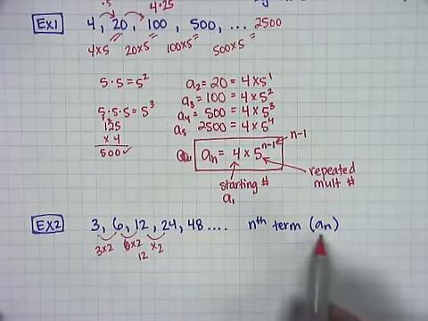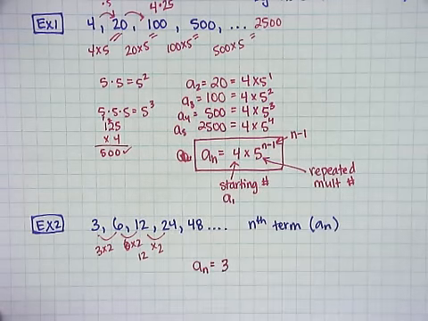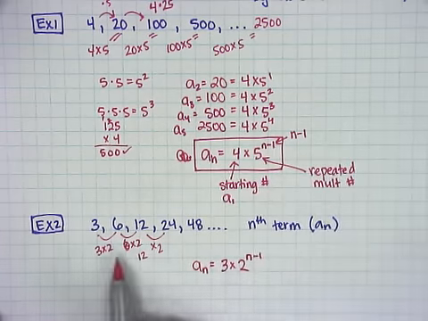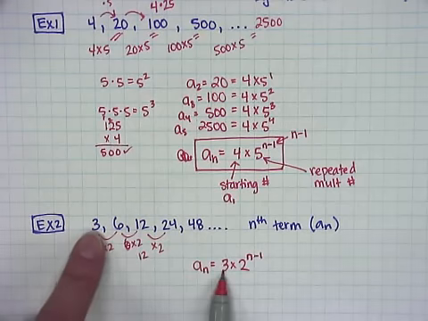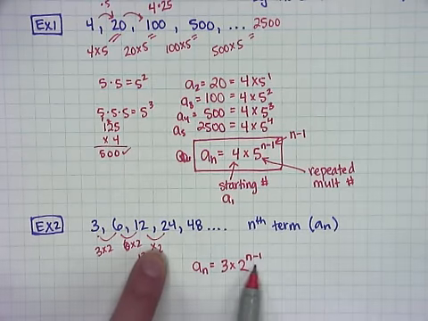And so if I were to write this out in the a sub n, I would write a sub n equals my first term, so 3, times 2 to the n minus 1. It's a 3 because it's the first term, times 2 because that's what I'm multiplying each time, and then it's always n minus 1 up here.